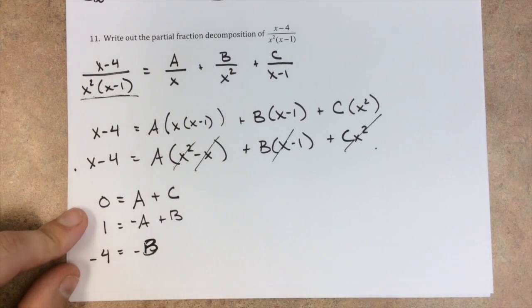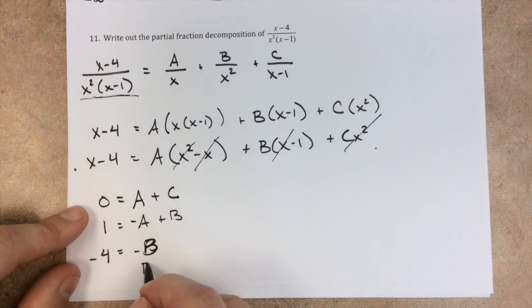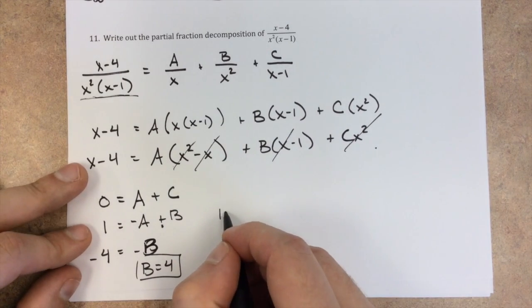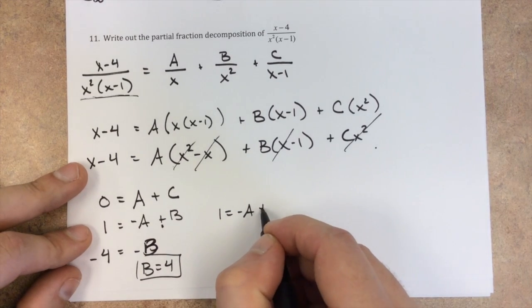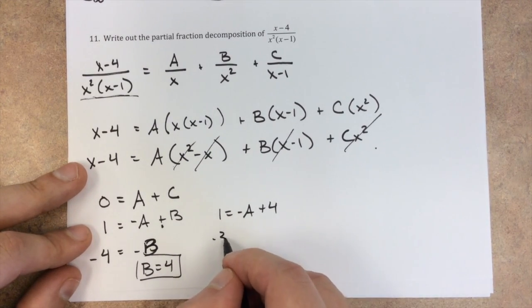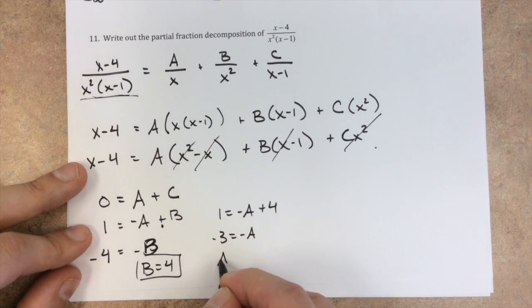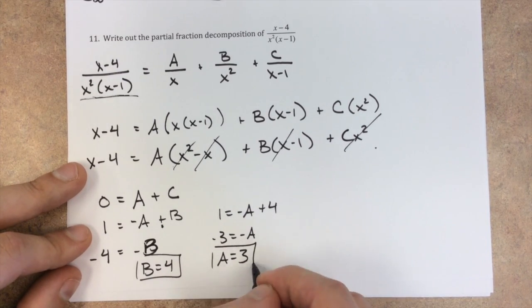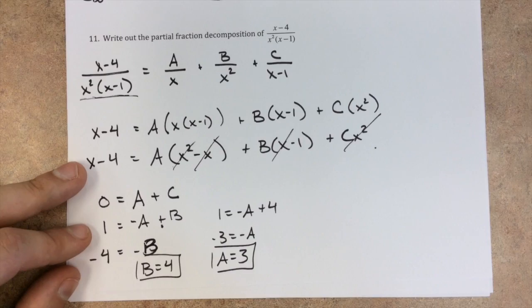Now I could go type this into my calculator, but I know that negative 4 equals negative b, so b has to be 4. I can solve that easily. Then I look at the second one, I have 1 equals negative a plus 4. So I subtract 4 from both sides. I get negative 3 equals negative a, or a equals 3. So that one's not that bad to solve by hand.